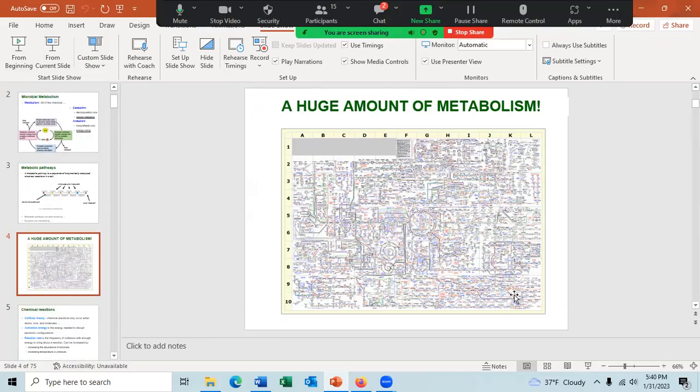Here is a slide showing you all the metabolism that is occurring in a cell, and we'll discuss each of these chemical reactions. Any questions? Only kidding. Just telling you there's a huge amount of metabolism going on in a cell.